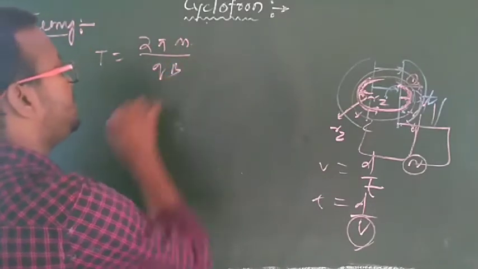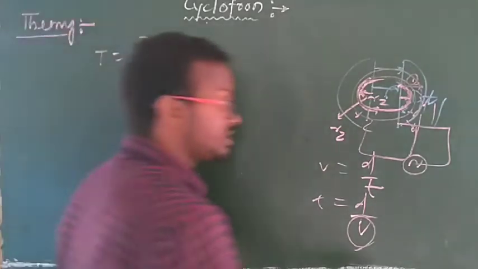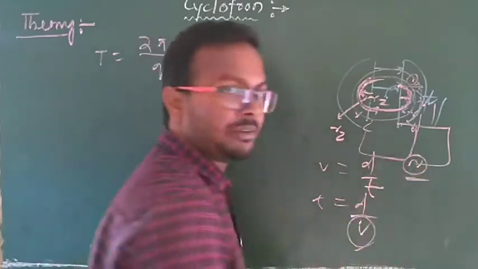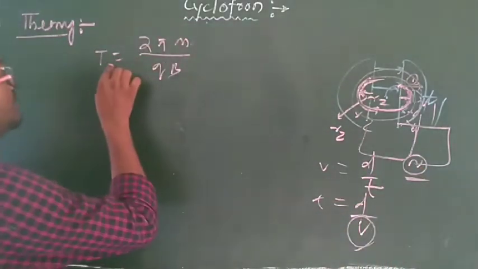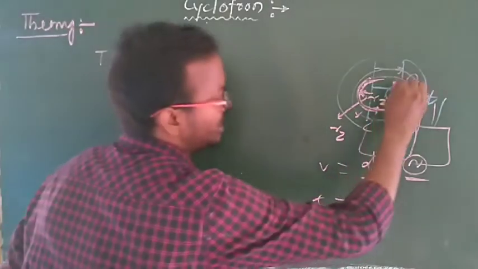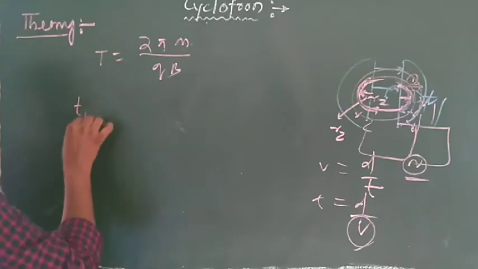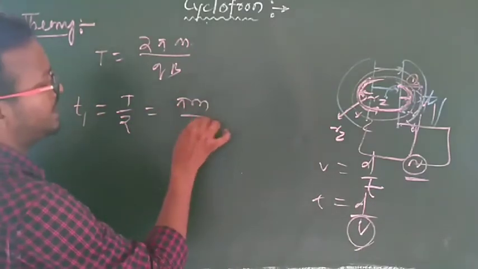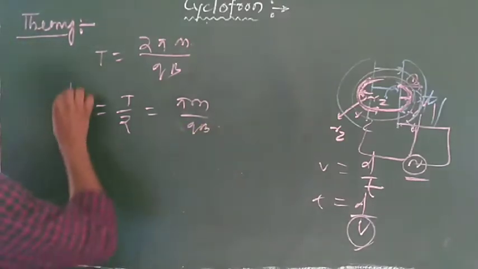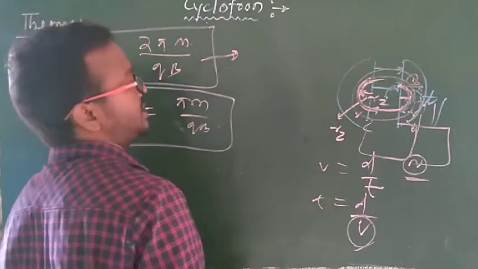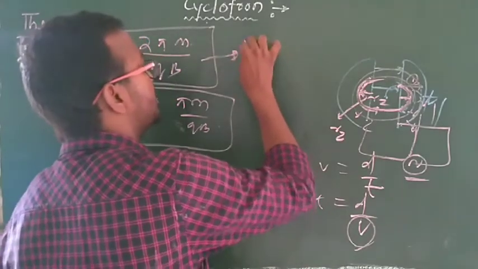m by qB. And we have to set the frequency in such a way that the whole time period equals T equals 2 pi m by qB. That means for a semicircle, the time t1 equals T by 2, which equals pi m by qB. So this time is known as the oscillator time or time period of the oscillator.